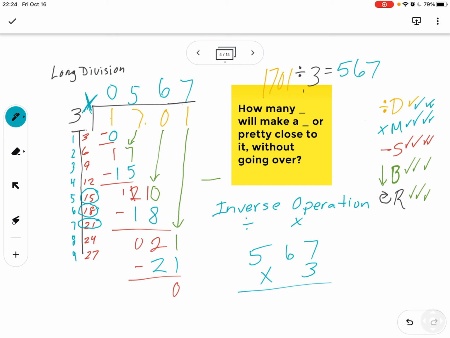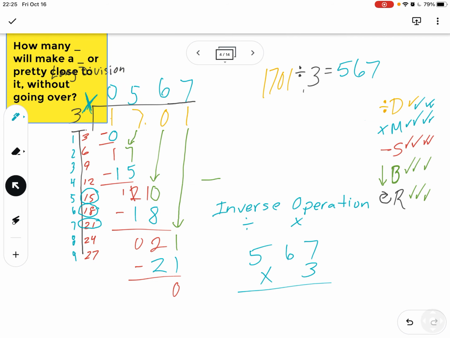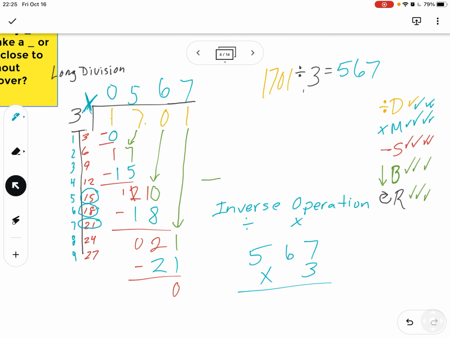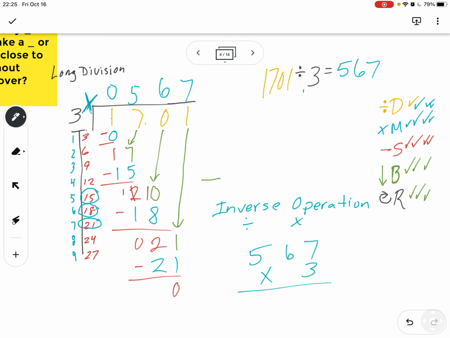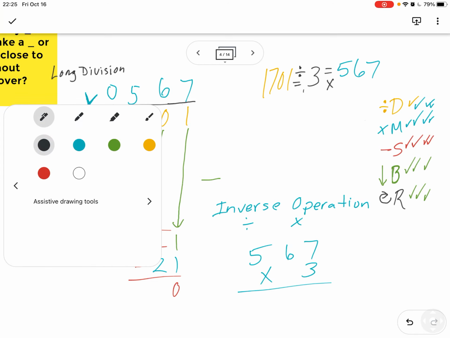Okay. Because, let me move my sticky note over out of the way. That's a little out of the way. So if I do 567 times 3, that is going to equal 1,701. Well, let's check that.